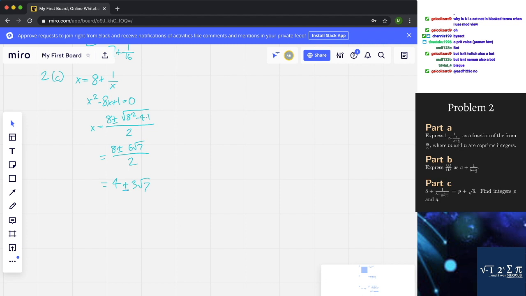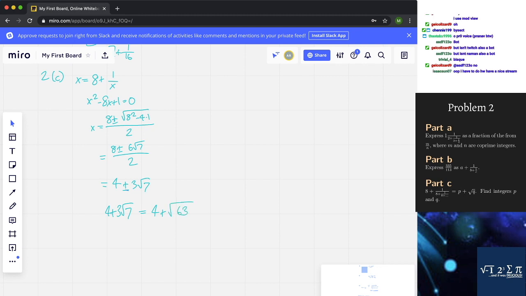Wait, the minus I'm pretty sure is a negative number, if I'm right. Yeah. 4 plus 3 root 7 is equal to 4 plus what? Root 63. So I think that should be your answer. So yes, we are done with problem 1 and problem 2. Okay, go do homework. Homework's important.